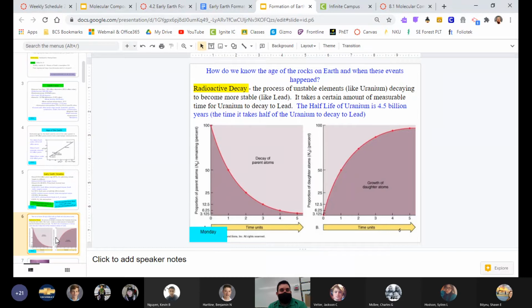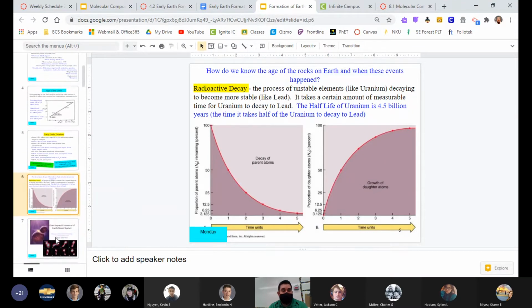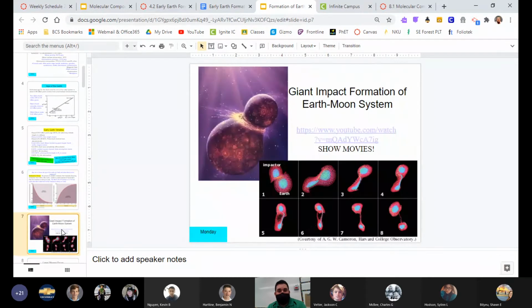If I have a chunk of rock and it has some uranium but a lot of lead, that means it's a very old rock because it changed from uranium to lead. Atoms do that, and it's called radioactive decay or radioactive dating. So one of the cool events that we know in Earth's history from radioactive dating is the giant impact formation of the Earth-Moon system.